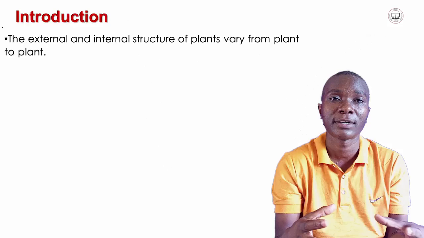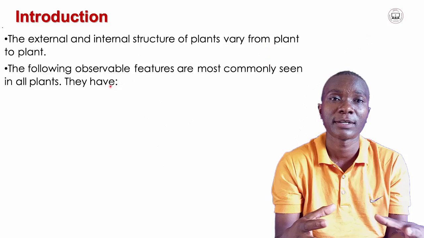So let's get started. The external and the internal structure of plants vary from plant to plant. If you look at different plants, each has different parts, be it stems, roots, leaves, and flowers. So we are able to observe these differences in plants.